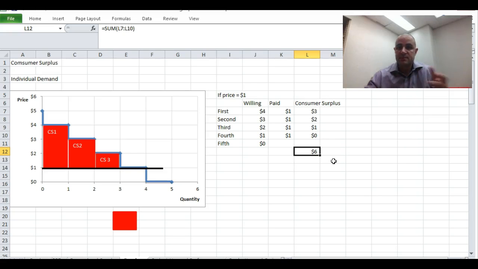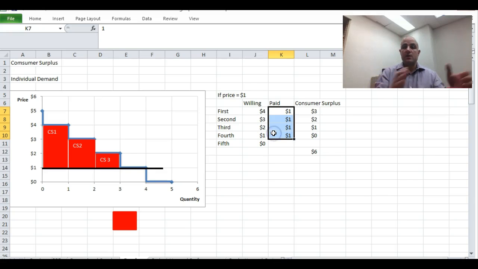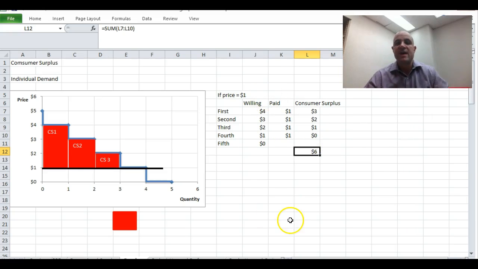So basically, this person was willing to pay for those 4 units that he bought $10. 4 for the first, 3 for the second, 2 for the third, 1 for the fourth. Right? So for those 4 units, he spent $1 each, which means he only spent $4. Was willing to spend 10, only spent 4. So he has $10 worth of whatever good this is. All right, that's the value of the 4 units of those goods. But he only had to pay $4 for it. So he basically has $6 extra that he was willing to part with. So that's for one individual.